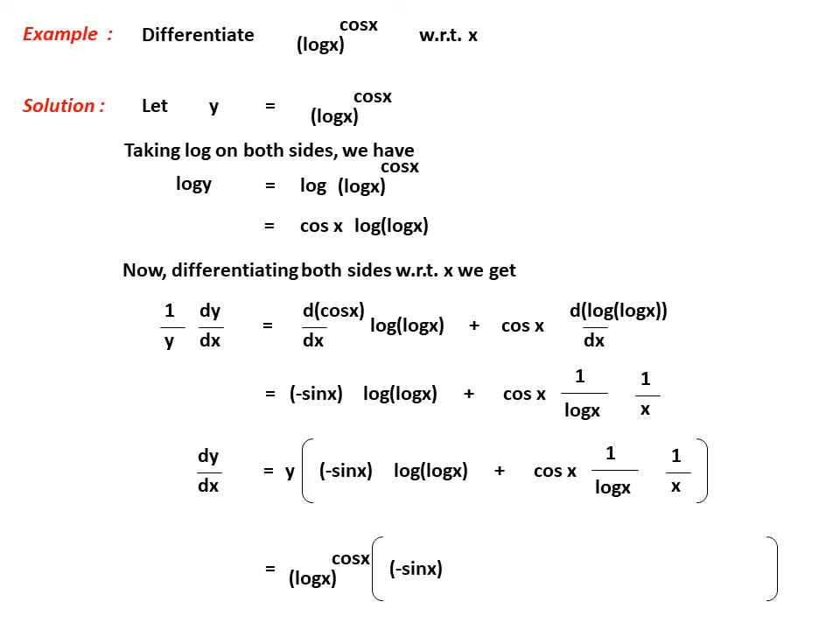So y is log x to the power cos x. Whatever is inside the bracket, same thing, minus sin x log log x plus cos x into 1 by log x into 1 by x. This is the final answer.